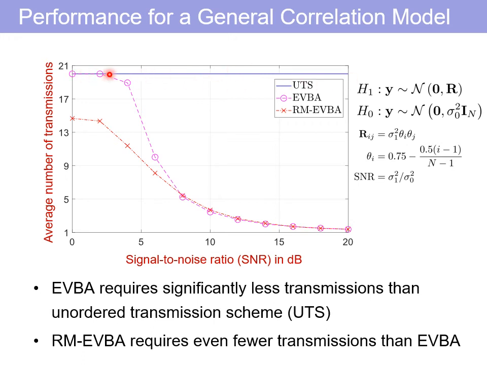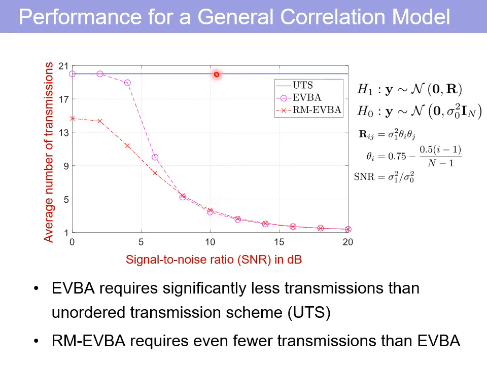So this doesn't change as a function of the signal to noise ratio. It's equal to the number of nodes, which is 20 in this example. And this is the EVBA scheme, and this is the refined version of the EVBA scheme in red. You can see that as the signal to noise ratio increases, the average number of transmissions decreases. For example, at an SNR of 10 dB, the average number of transmissions is about 4.